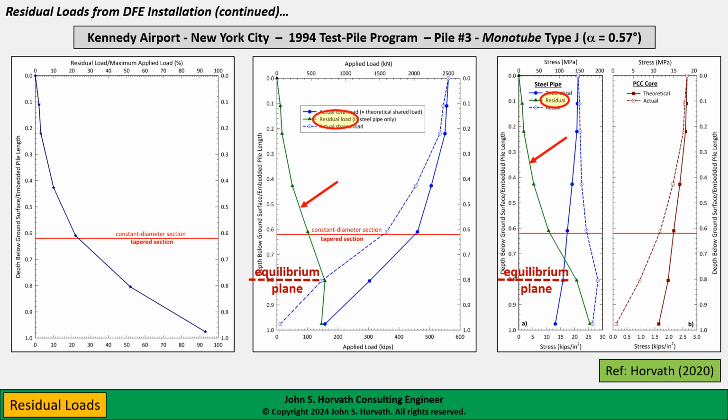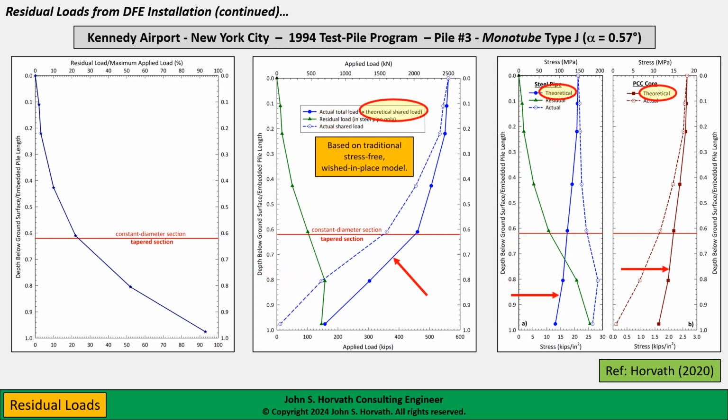Why? Even though the force due to residual loads decreases below the equilibrium plane, so does the cross-sectional area of the pile because we are within the tapered section. So the pile diameter decreases, the cross-sectional area of steel decreases, so we have to do an independent stress calculation. And in this case, the peak stresses actually occur at the toe of the pile.